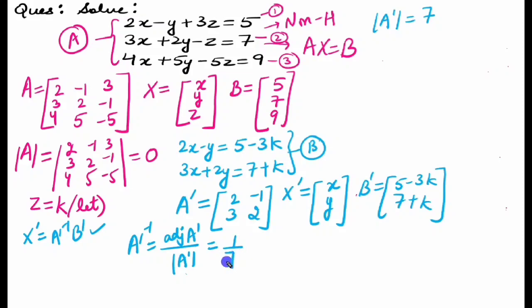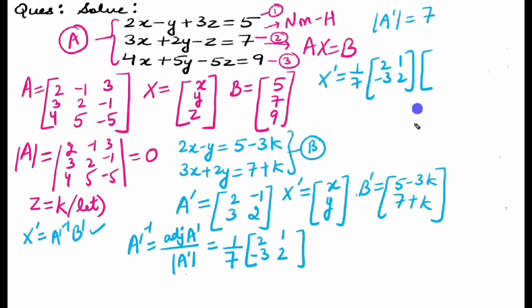Determinant of A dash was 7, but adjoint of A कैसे find out करेंगे, just by interchanging these diagonal elements and changing the signs of these, this will be the adjoint of A dash, and thus we have got the matrix A dash inverse. X dash यहाँ पर हमारे पास आएगा A dash inverse, which is 1 by 7 into 2 1 3 2, into matrix B which is 5 minus 3k and 7 plus k.